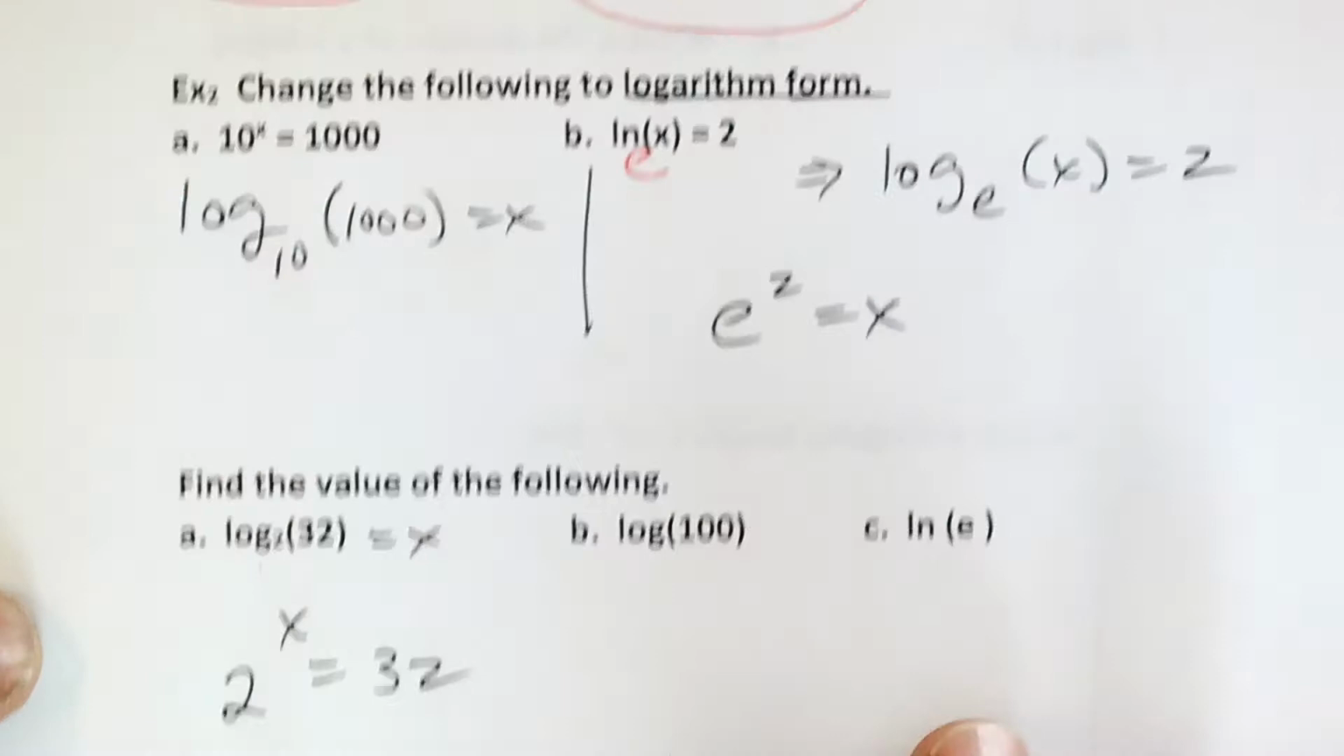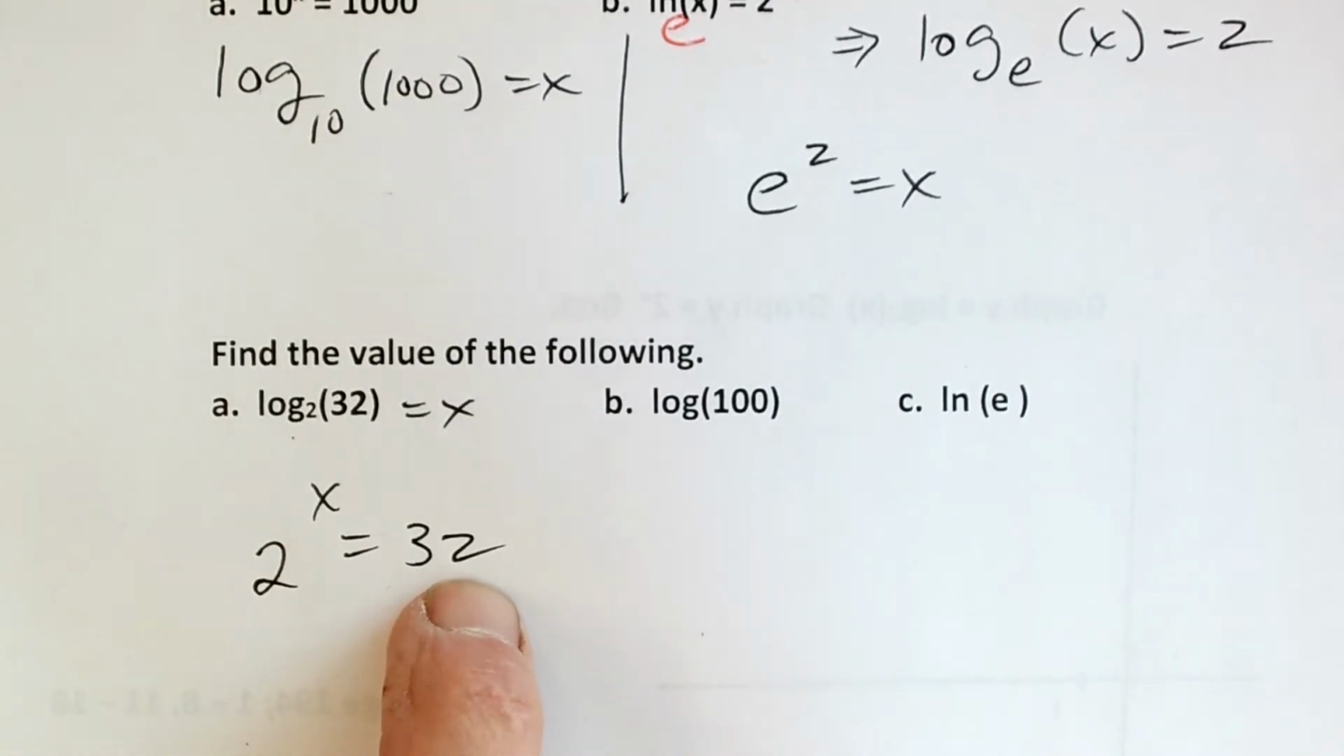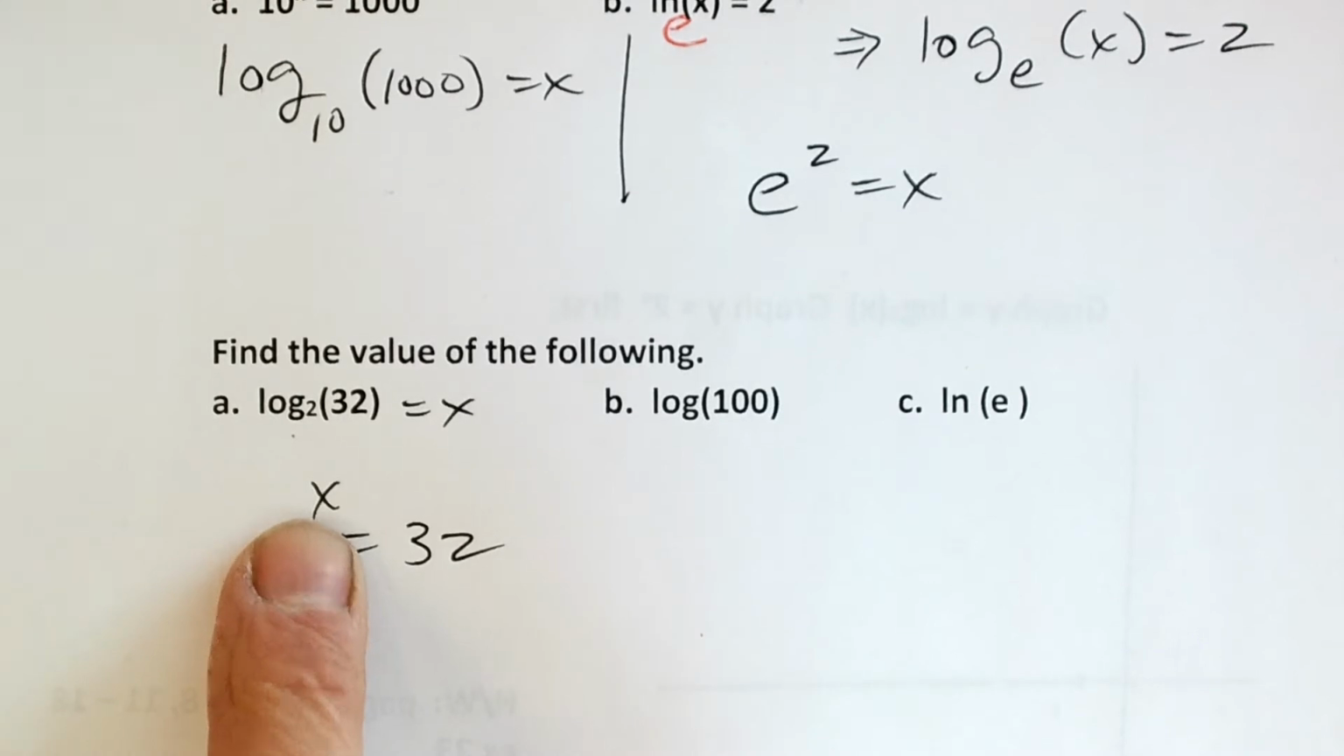Okay, now let's be smart. 2 to what power equals 32? Hello, 2 to what power? Let's see, 2 times 2 is 4, times 2 is 8, times 2 is 16, and 2 times 2 is 32. So how many 2's did I say? 5.